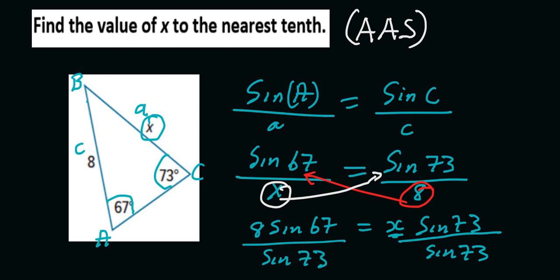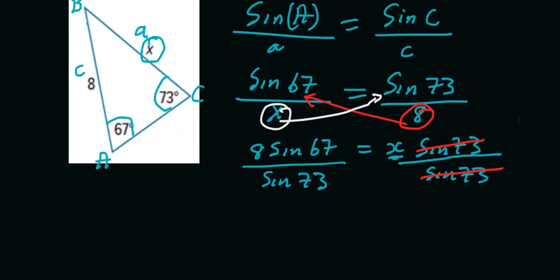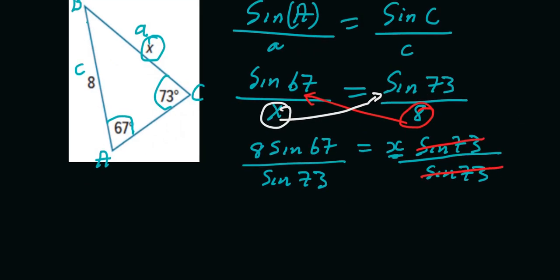Okay, so now sine 73 is going to cancel out sine 73 from here. And now we can use our calculator to find this value. All right, let's quickly do that.